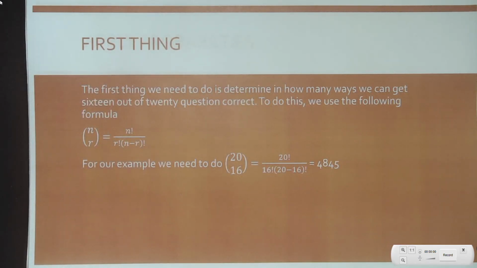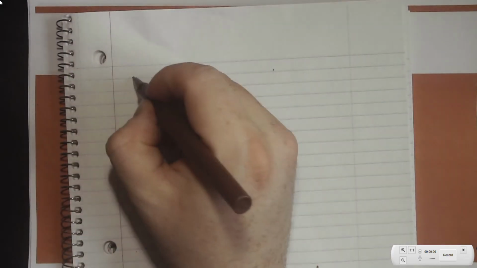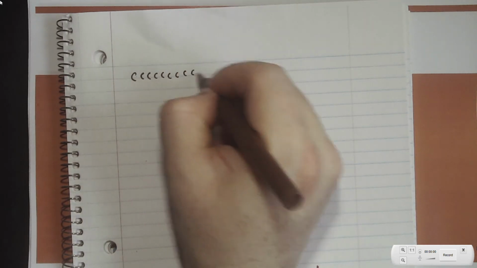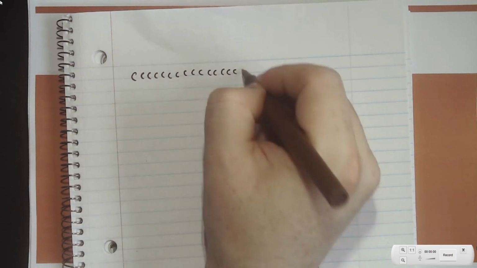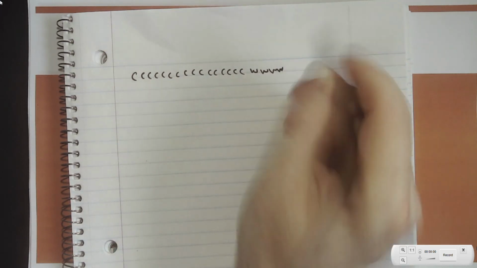Now, in order to figure out what this is, you first have to figure out how many different ways you can get 16 questions correct out of 20. Now, what I mean by that is this. You can theoretically get all the first 16 questions correct, 1, 2, 3, 4, 5, 6, up to 16, and get the last 4 wrong. But that's not the only way that you can get 16 out of 20 correct. So the question is how many possible ways can you get 16 out of 20 correct?